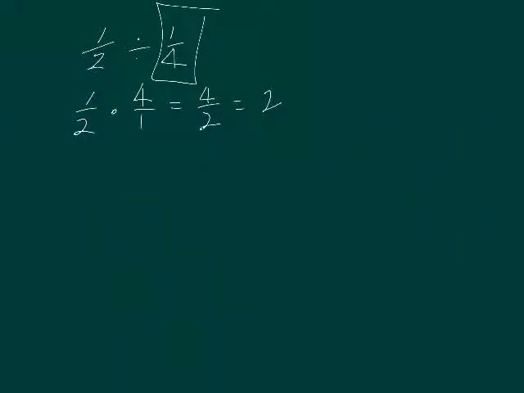1/2 divided by 1/4. So there's my second number. So I'm going to change to a times sign and flip it over. And then I get 4 over 2, or 4 over 2 is reduced to 2.